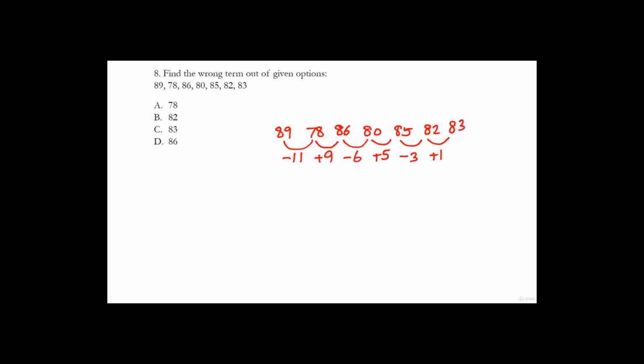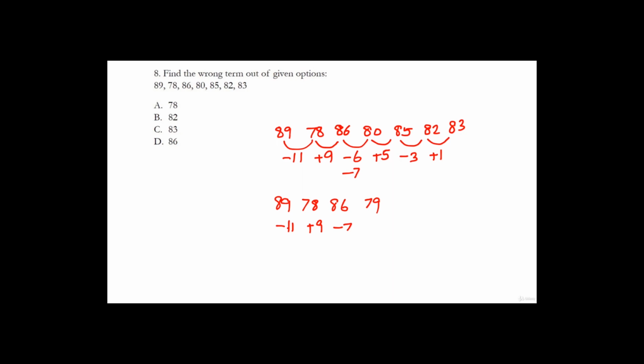Now we have minus 11, plus 9, minus 6, plus 5, minus 3, plus 1. The only thing that doesn't fit here is minus 6. All others are in the decreasing order of odd numbers. So instead of minus 6, what if we put minus 7? So 89 minus 11 is 78, 78 plus 9 is 86, 86 minus 7 is 79.